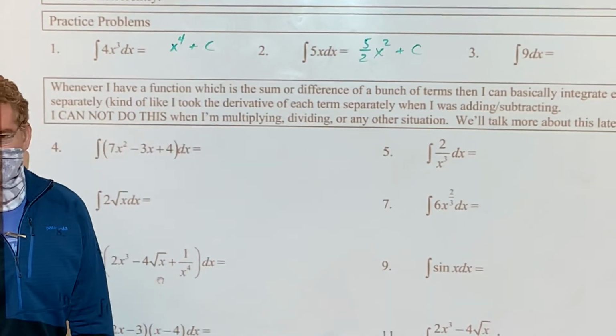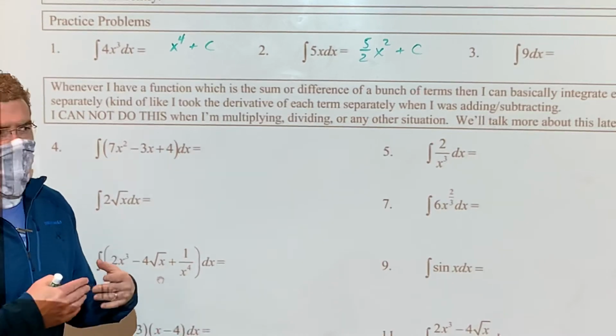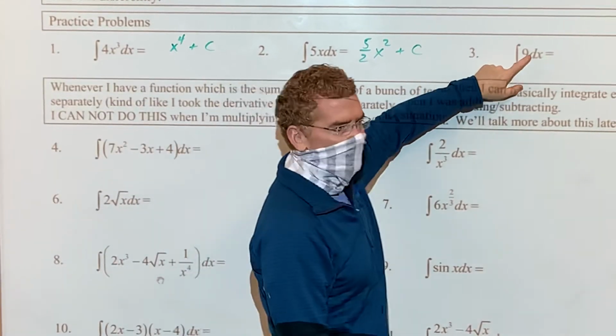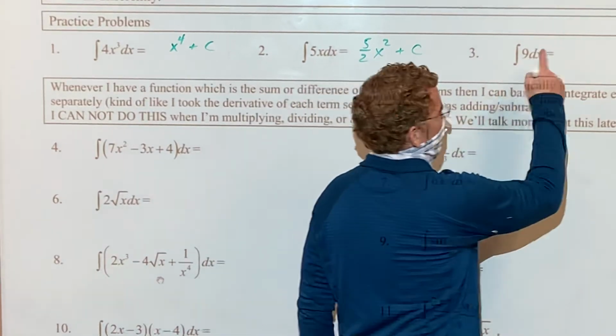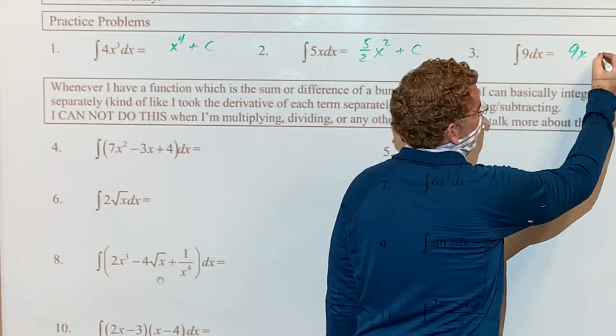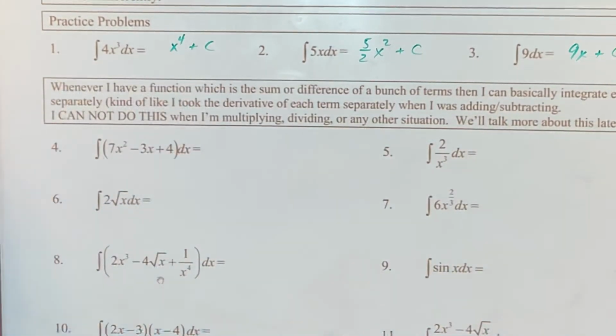What about the next one? Integrate 9. 9x. And it's a whole lot easier just to remember when you integrate a constant, you get the constant times x than it is to think about that as 9x to the 0 and apply the rule. So I would encourage you to do that. Integrate a constant, 9, that constant times an x, plus a c. Are you with me?